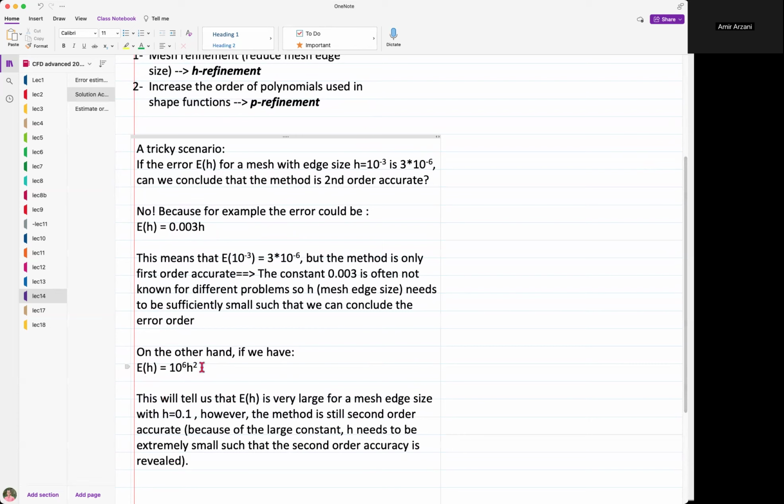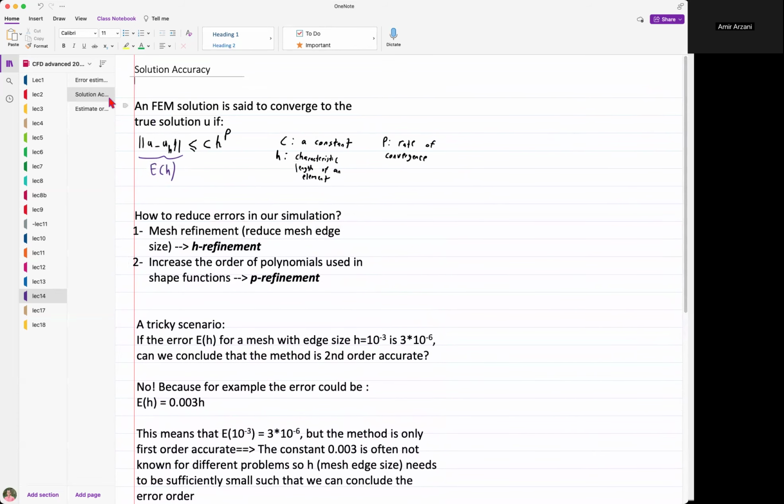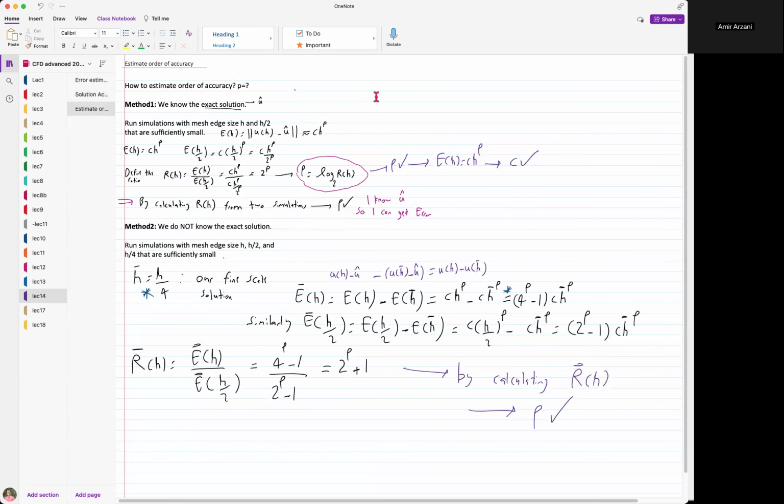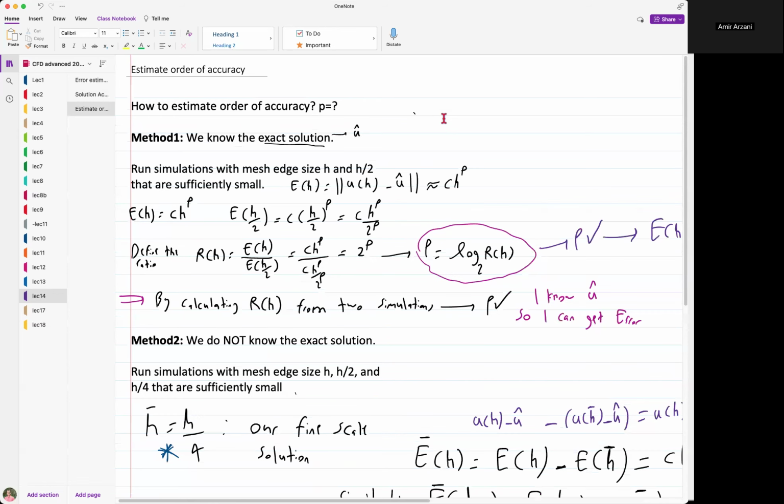Okay, now how do we estimate the order of accuracy, the rate of convergence, more accurately? We can estimate this p-value in two different ways. In method one, let's say there's a problem where we know the exact solution. In that case, we're going to run the solution with two different edge sizes, one edge size h, and another one half the edge size.